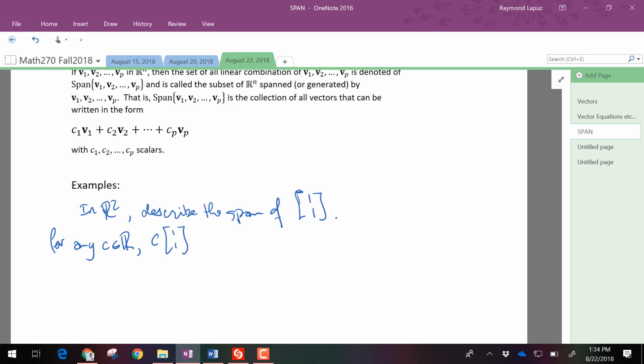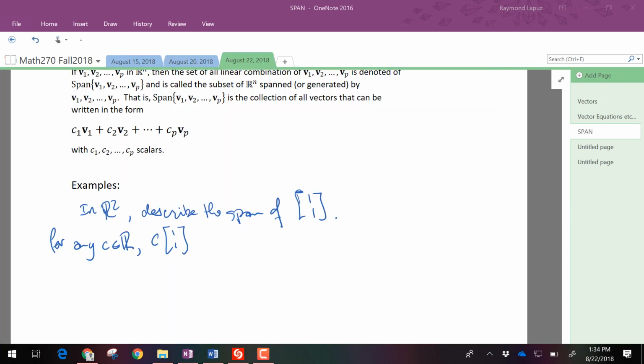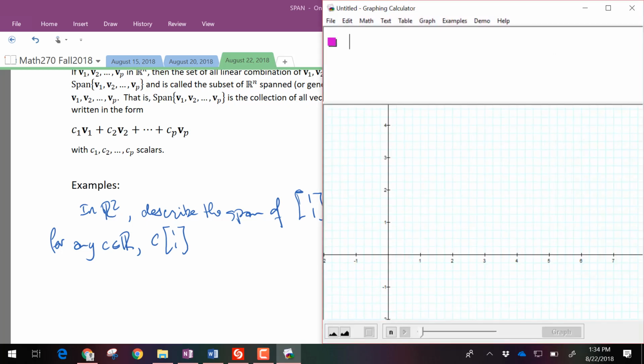Not only that, but Pedro said it's exactly the line that passes through 1, 1, as a matter of fact. Yeah, it's all the vectors that you can make out of that vector. Or in this case, that vector, but in the general case, more vectors if you have more vectors.